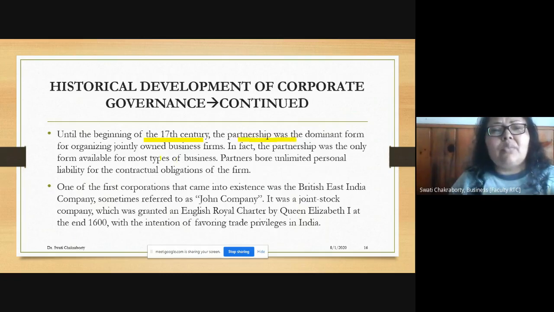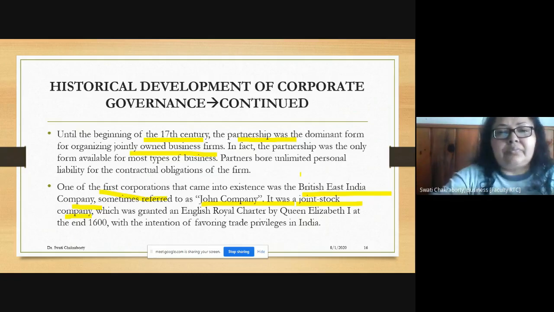Partnership, where jointly owned business firms were there, right? They had their own unlimited liability and all. And the first corporation that came into existence was the British East India Company, also known as the John Company, which is a joint stock company. We will be talking about joint stock companies in detail a little later. So that was the first company which came about.